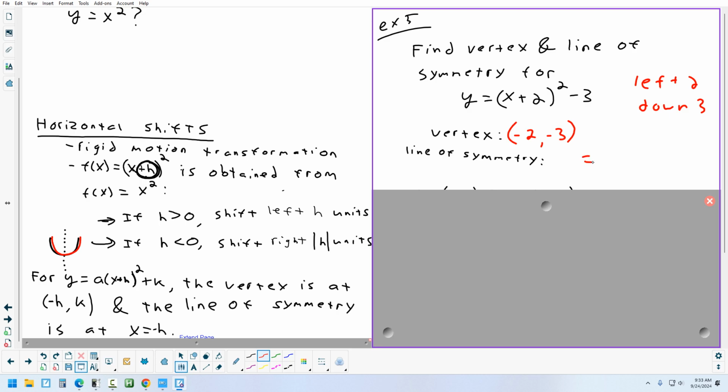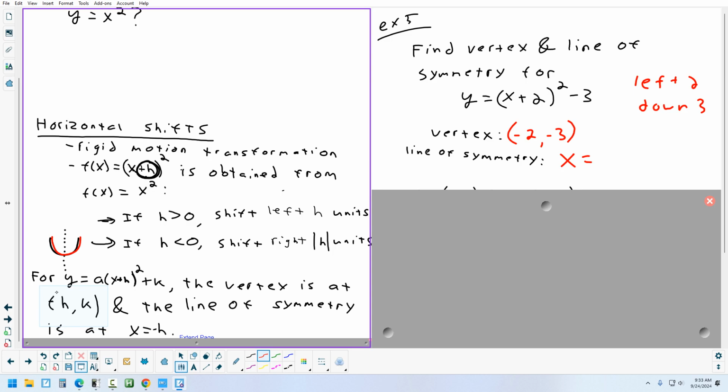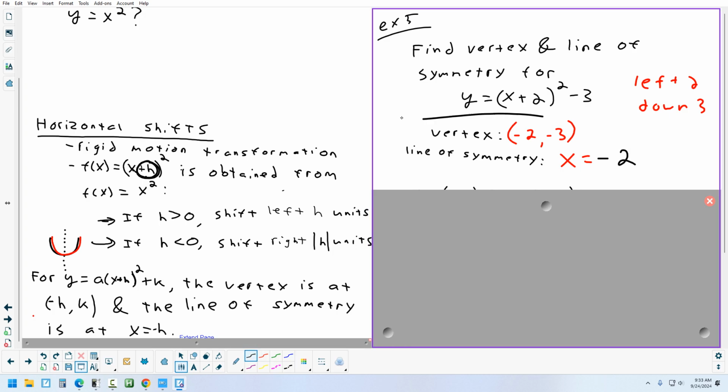What letter is always by itself on the left side when you write the line of symmetry? It's always x, because x means it's a vertical line. And it's x equals the same number that you just put right there. So what's the number that we put as the first number for the vertex? -2. It's the same number. Okay. That's how you find the vertex and the line of symmetry when you shift it.